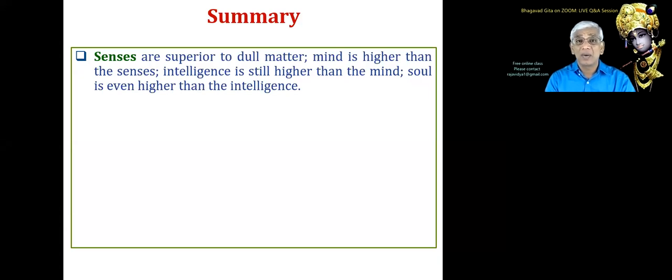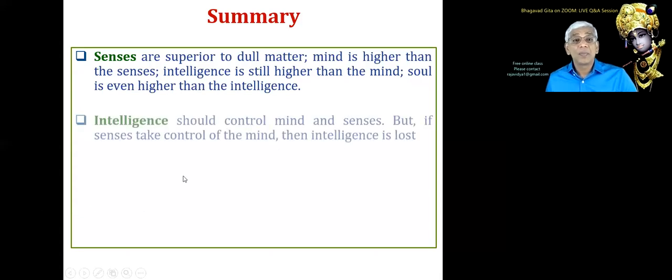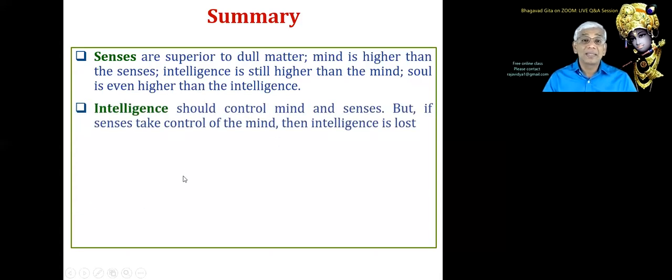We need to know that in our body we have all these things, and we should be able to control all of them. Otherwise, we will be like in a chariot, driving without intelligence, without the mind under control. Only the horses take control. Then we will be in trouble, we will be in problem. So intelligence should control the mind and senses. But if the senses take control of the mind, then intelligence is lost. If the senses are controlling the mind, then we will not have intelligence.